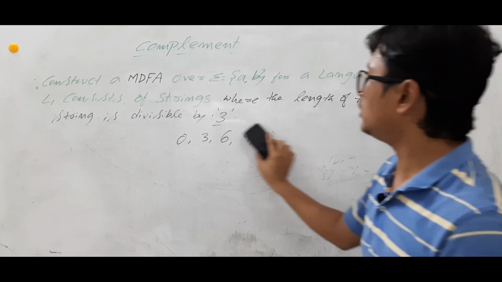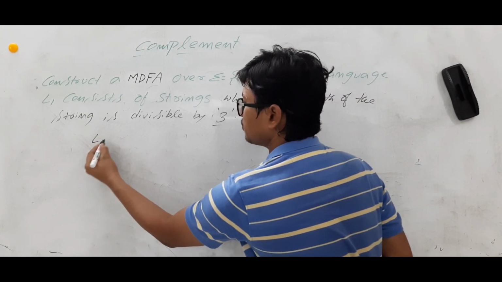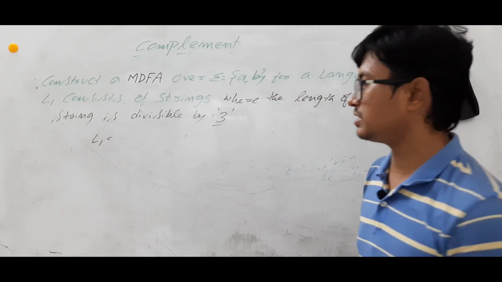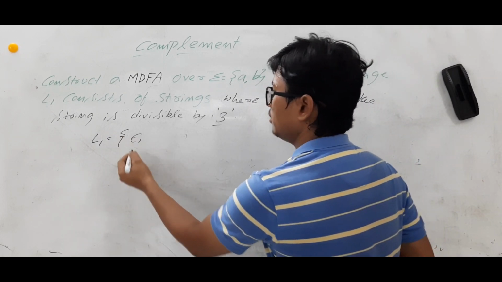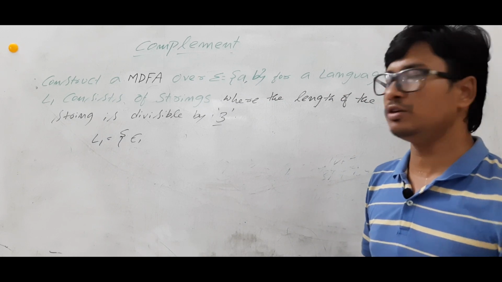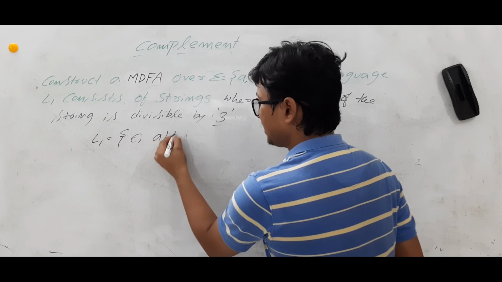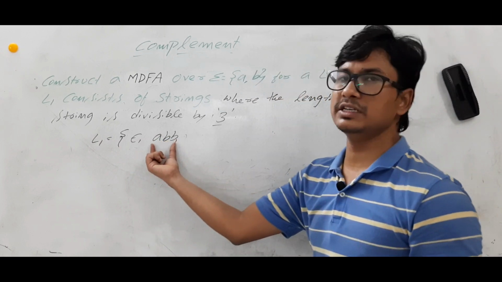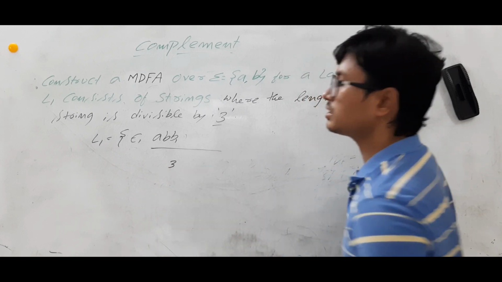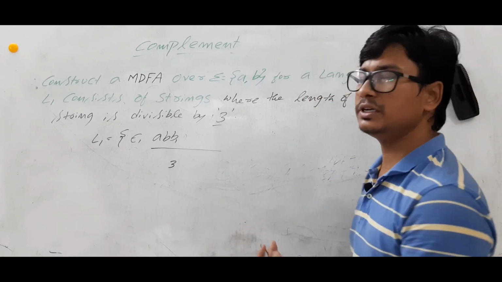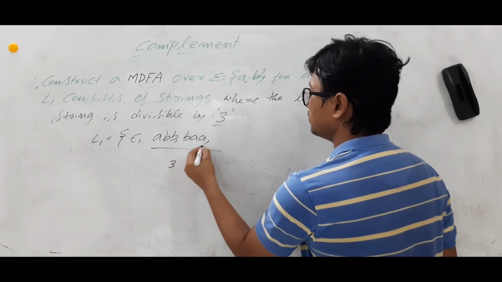So let me find out what strings this language L1 consists of. The strings belonging to language L1 are: you can have epsilon, since epsilon is nothing but length 0, so 0 can be divided by 3 perfectly. Now it can be ABB, because the length of the string is 3. So you can find all the strings whose length is 3. How many strings will you get? 8 strings. I will give some of them.